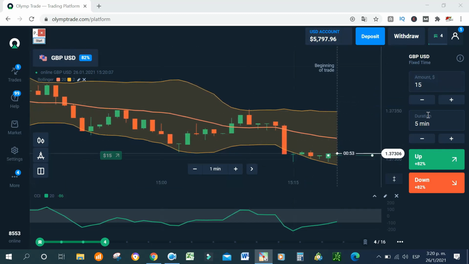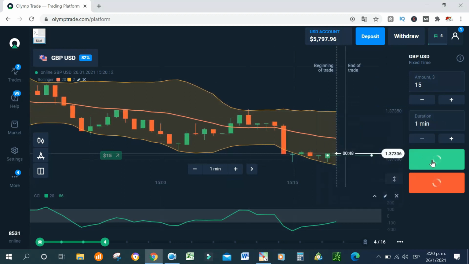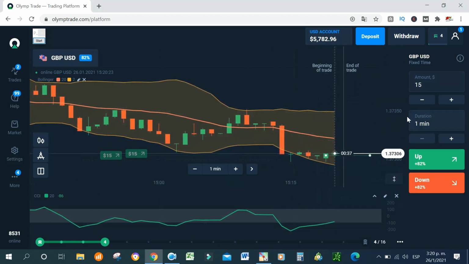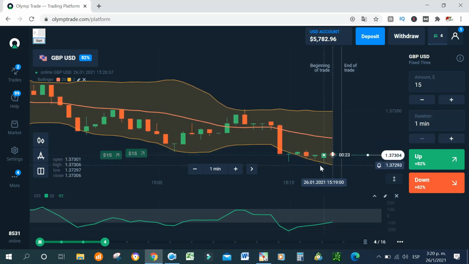Let me check. Oh, I forgot to change the time here. Oh my god. This strategy works better for 1 minute expiration, guys. So don't make the mistake of entering for 5-minute expiration. So as you can see, we would win this trade if we enter over here, I mean on the previous candlestick. Wow.